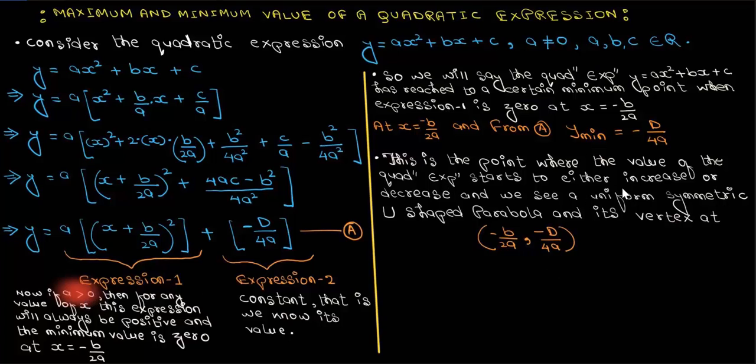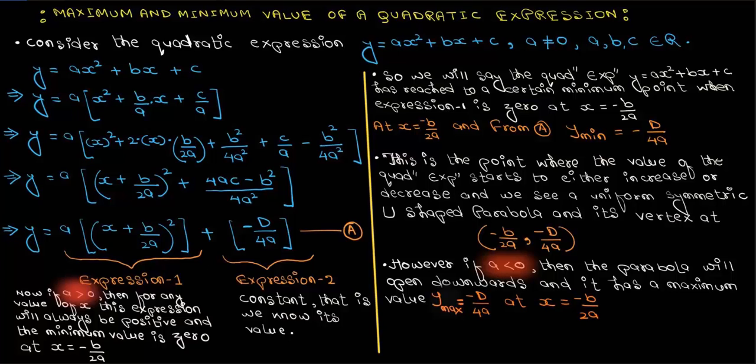So this is the point where the value of the quadratic expression starts to either increase or decrease, and we see a uniform symmetric U-shaped parabola with its vertex at (minus b by 2a, minus D by 4a). This is the x coordinate of the vertex, and this is the y coordinate of the vertex of the parabola.